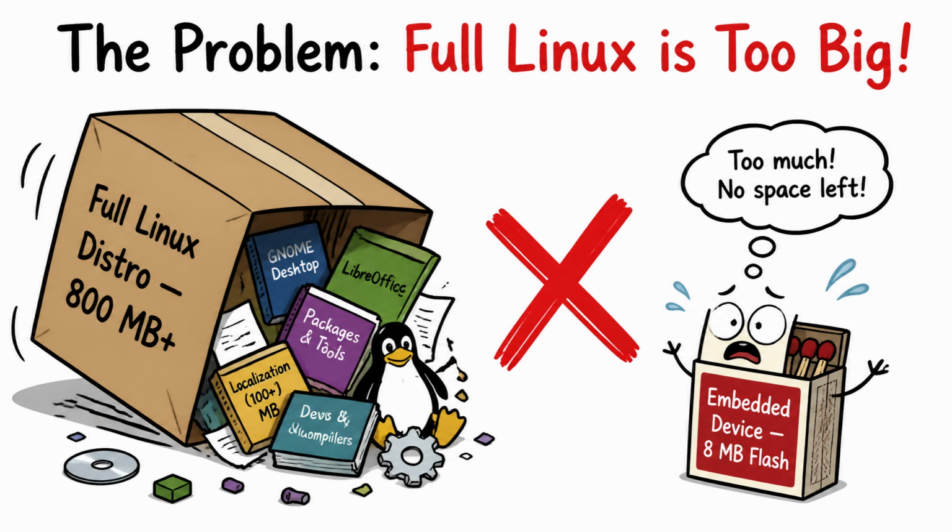So here's the problem. When you install Ubuntu or Fedora on your laptop, the full Linux system, with all its tools, utilities, and libraries, easily takes up 800 megabytes or more. But our tiny embedded device? It only has 8 megabytes of flash storage total. You can't fit a full Linux distribution in there. It's like trying to pack your entire wardrobe into a tiny matchbox. It just doesn't work. So engineers needed something radically smaller. And that's exactly where Busybox comes to the rescue.